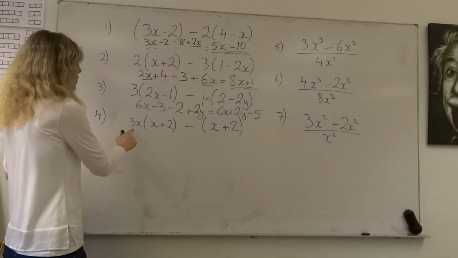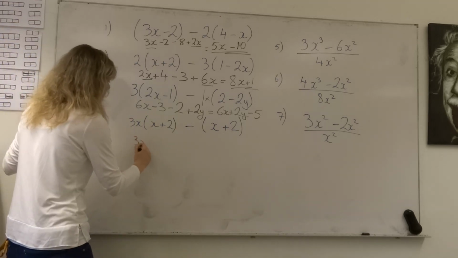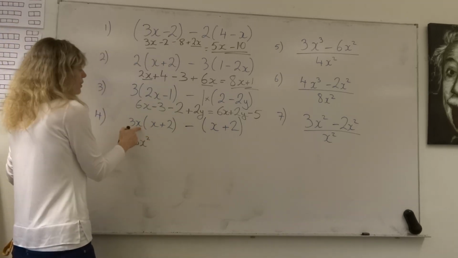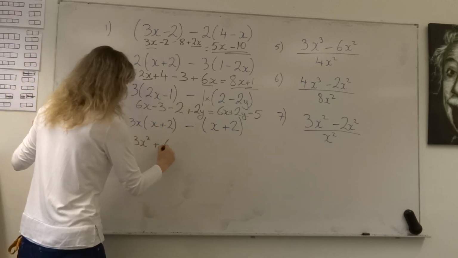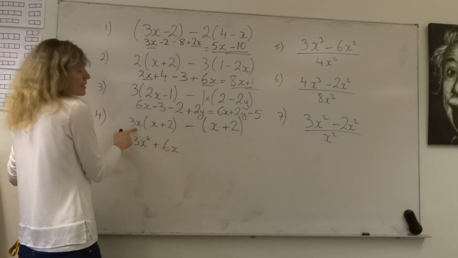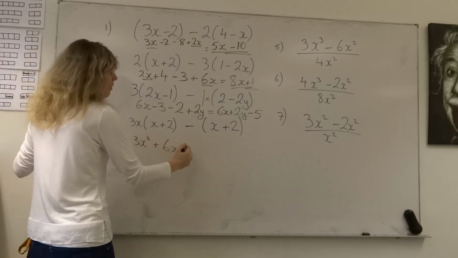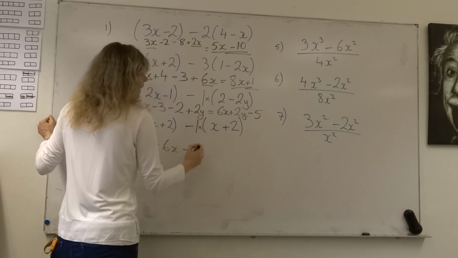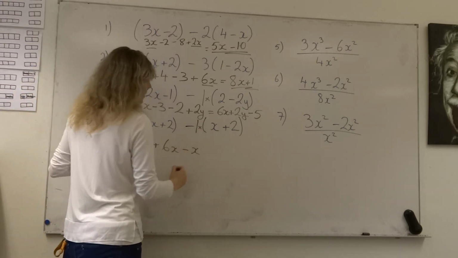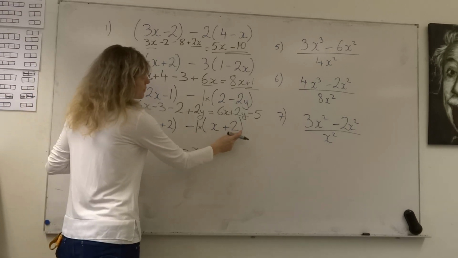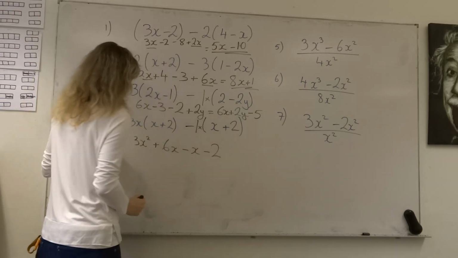Last one of these ones, 3x times x is going to give us 3x squared. 3x times plus 2. 3 times 2 is going to give us 6. 6 what? 6 x's, because there's an x here. Minus, there's a 1 in front of that. Minus 1 times plus x is going to give us minus x. Minus 1 times plus 2 is going to give us minus 2.